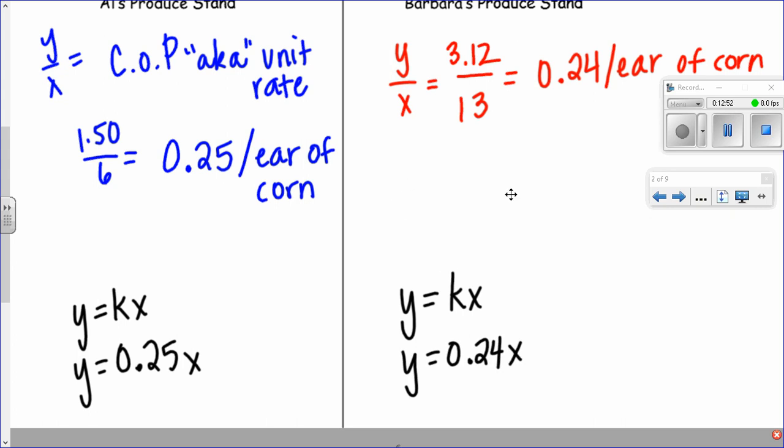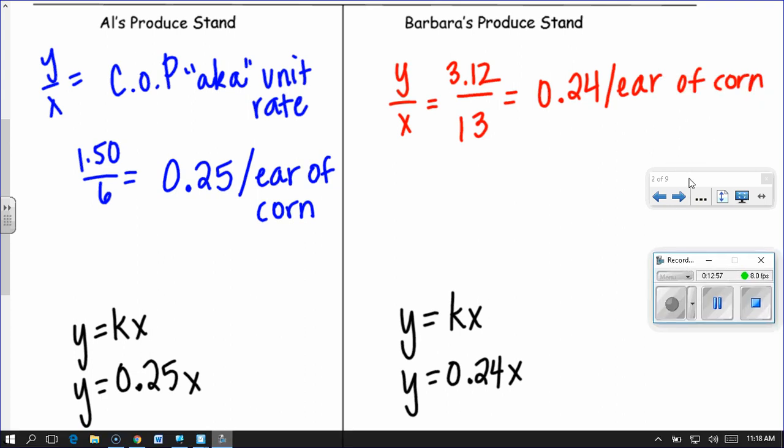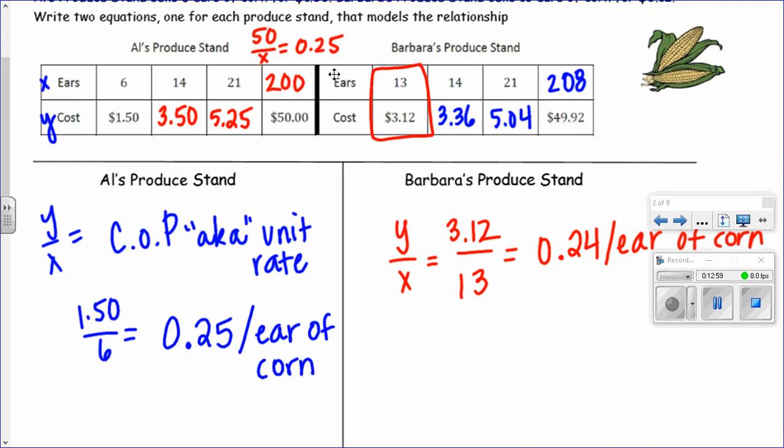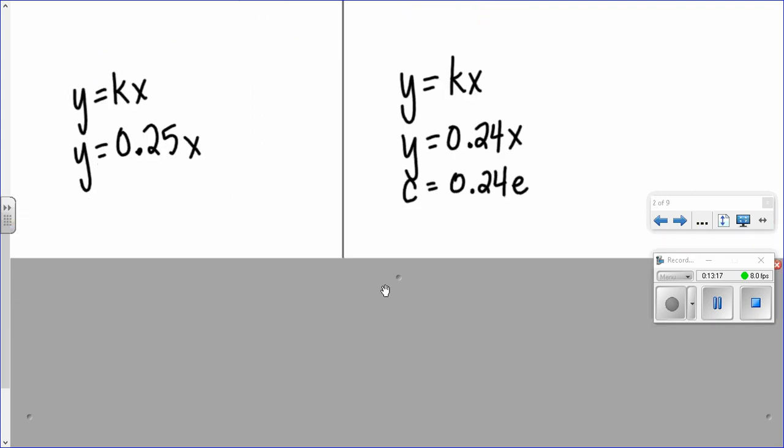The only other thing that I want you to think about is which one is the x and which one is the y. The ears of corn is the x and the total cost is the y. So you could also write it like this. The total cost equals 24 cents per ear. I know the C might be confusing because of corn, but E is for ears of corn. So the total cost in Al's is 25 cents times the ears of corn.